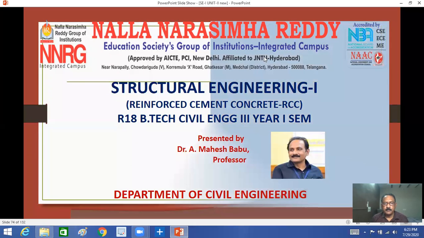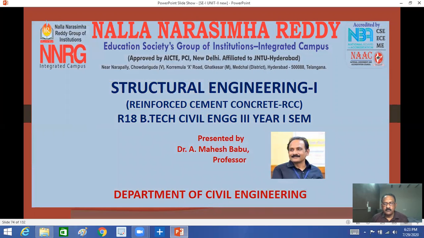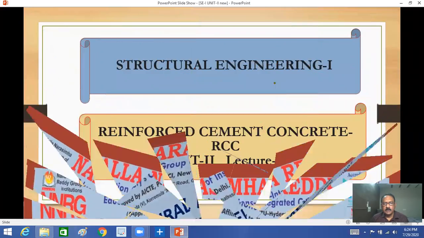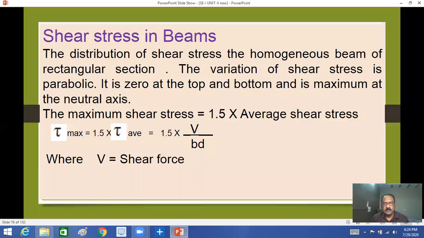Structural Engineering 1. Reinforced Cement Concrete, RCC. In previous videos, I explained about vertical stirrups. In this video, I will explain about shear stress in beams. What is shear stress in beams? We'll see two types here. One is a homogeneous beam of concrete without reinforcement, and one more is with reinforcement.